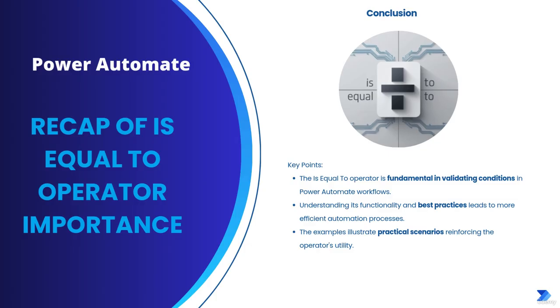Conclusion. The is equal to operator is fundamental in validating conditions in Power Automate workflows. By understanding its functionality and applying best practices, you can create more efficient and error-free automation processes. The examples provided illustrate common scenarios where this operator can be effectively utilized, reinforcing its importance in various applications.